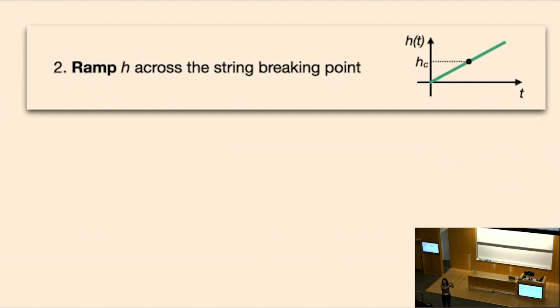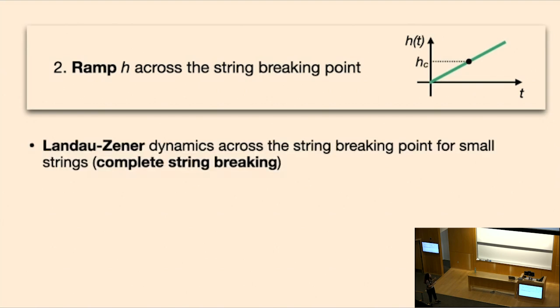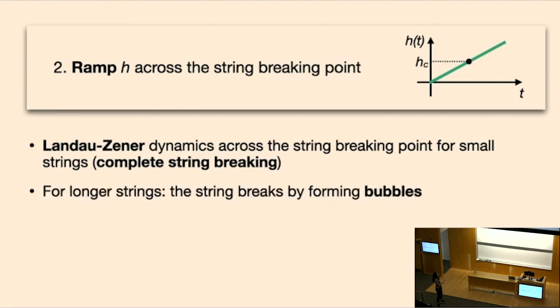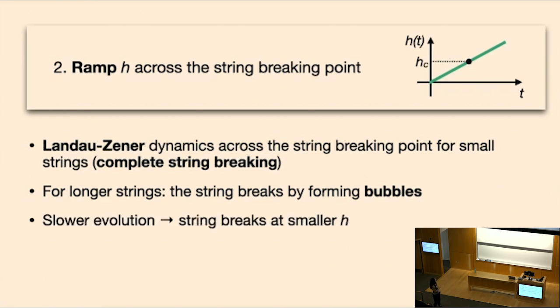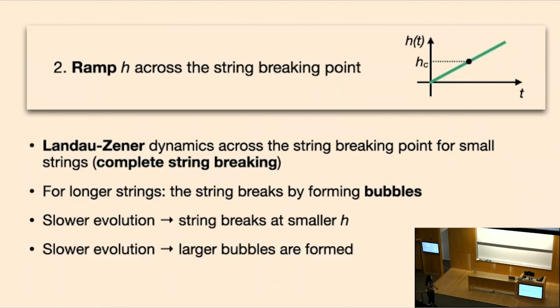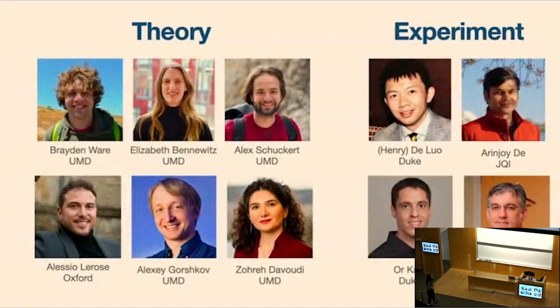And then I showed you how we studied the dynamics if we ramp up the longitudinal field across the string breaking point. This is described essentially by Landau-Zener dynamics for small strings. So we observe complete string breaking, all spins going from down to up. For longer strings, the string breaks by forming bubbles. And finally, slower evolution leads to a smaller value of h where we observe string breaking, and larger bubbles.